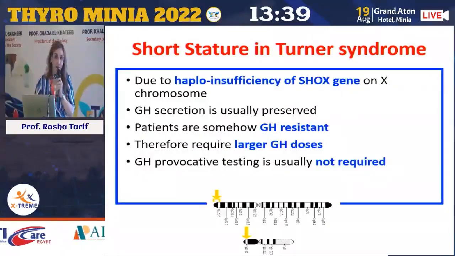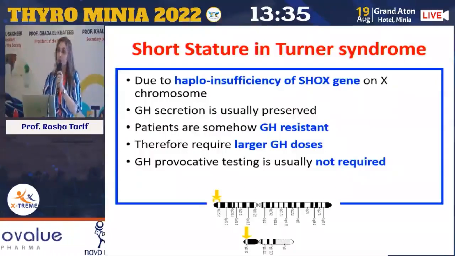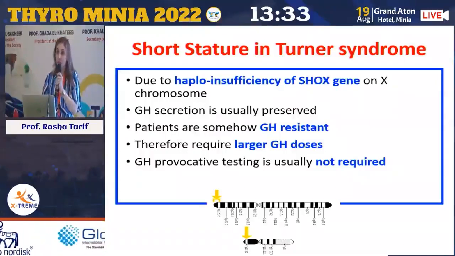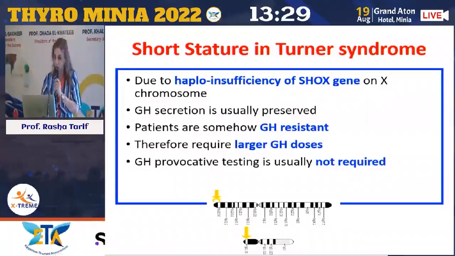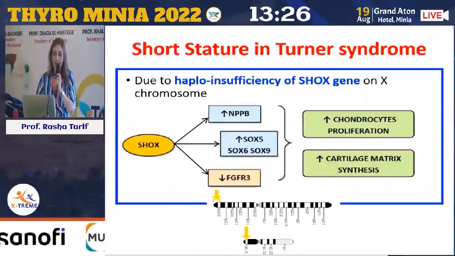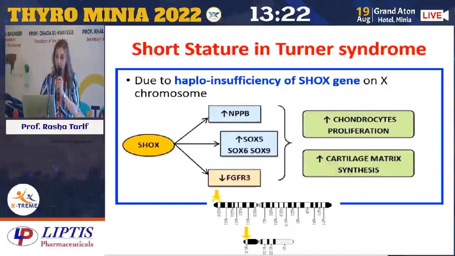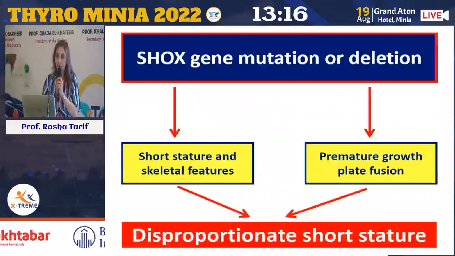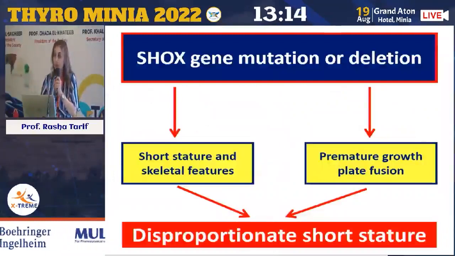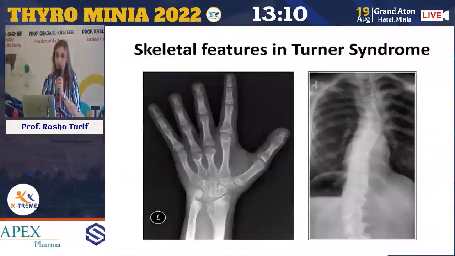And if you have the result of the karyotype, there is no need to do a growth hormone stimulation test. So Turner syndrome is one of the indications where you do not need a growth hormone stimulation test. And as you see, the SHOX gene increases the chondrocyte proliferation and the cartilage matrix synthesis. And therefore, SHOX gene mutation leads to short stature, premature closure of the epiphysis, ending by disproportionate short stature.